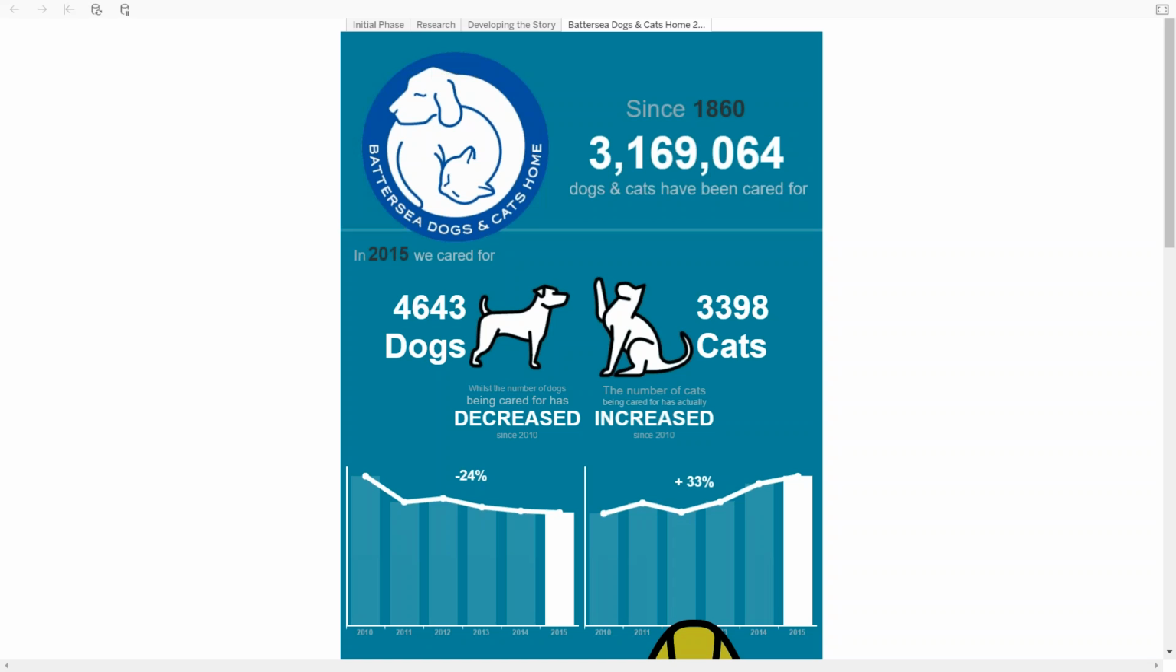Can I ask a question? What does cared for mean? Is this the ones that were at Battersea or the ones who were rehomed? Cared for means that they have looked after them at Battersea at some point, whether it be for a day or 100 days. So they've been around since 1860? Yeah. Wow. That's amazing, 3 million dogs and cats in that time.